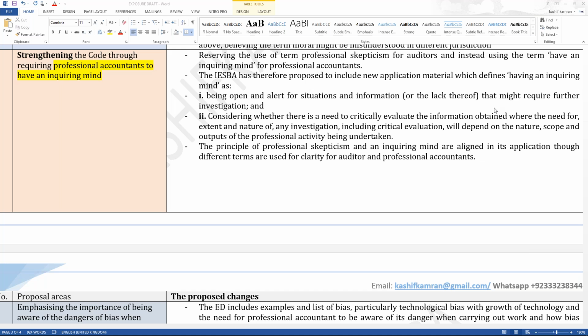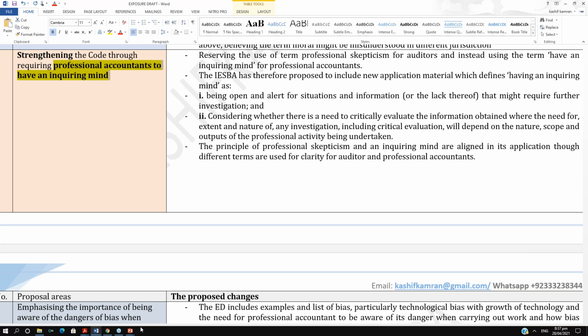I hope you all agree with me that in an AAA paper, we do use a terminology which is known as professional skepticism, right? But that terminology of professional skepticism is confined to the auditor. The revised code of conduct is using the terminology of an inquiring mind, and this terminology is being used for professional accountants, not for the auditor, right?